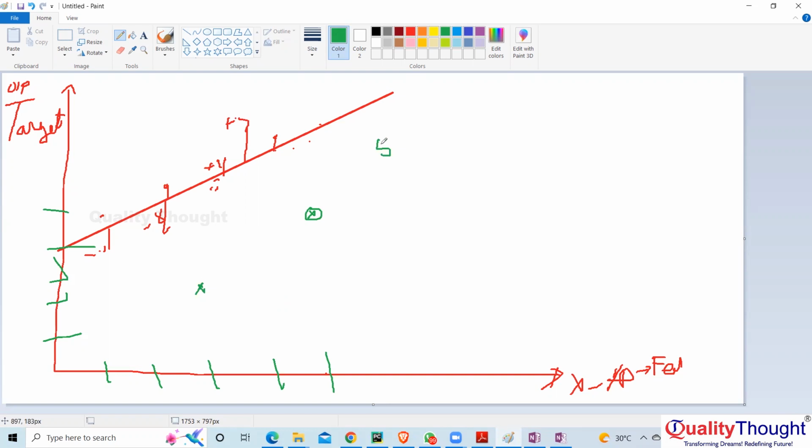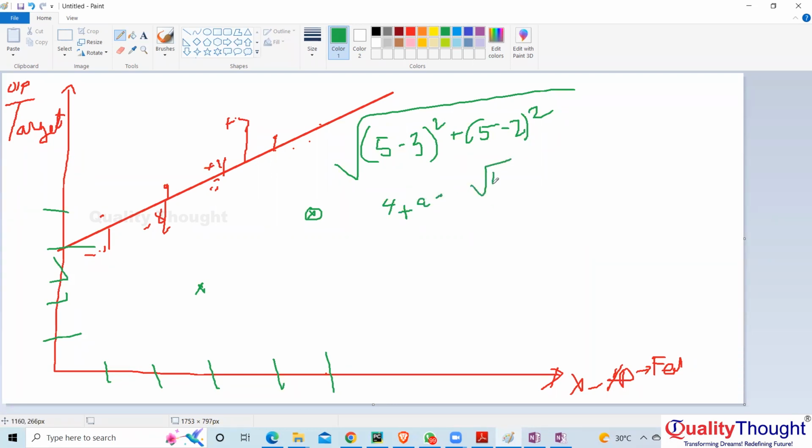So first you say 5 minus the x-axis. This is 3, right? 5 minus 3 whole square, plus 5 minus y, where y is 2, so 5 minus 2 whole square. And you take the square root of this. So 5 minus 3 is 2, 2 square is 4. 4 plus 3 square, which is 9. You get 13, square root of 13.